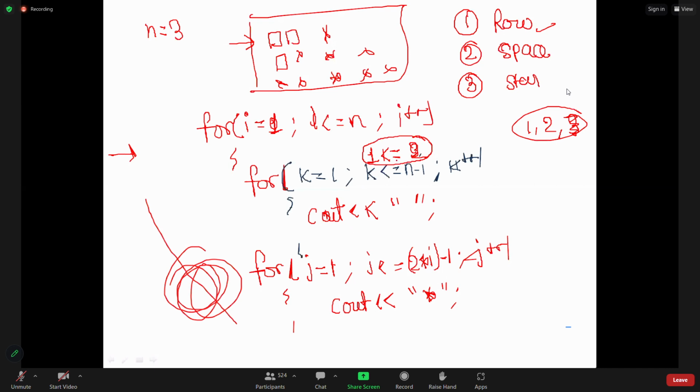So this loop will run 2 times. It will print 2 spaces. Now how many times will this loop run when I value is 1? When I is 1, this star loop will run for 1 time. So it will print 1 space, 1 star. 1 star printed, come out of it.